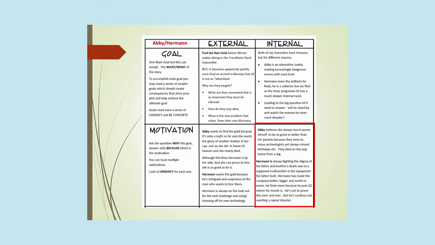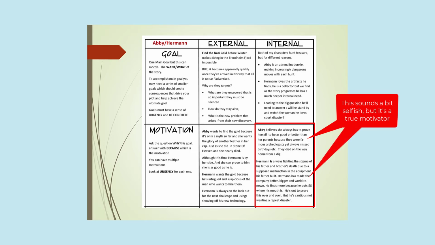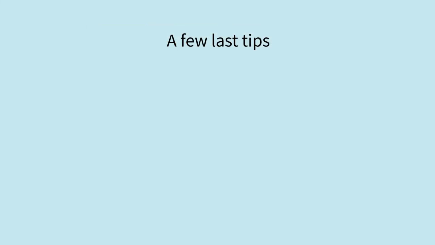Abby believes she always has to prove herself to be as good or better than her parents because they were famous archaeologists. Herman is always fighting the stigma of his father, brothers, and another man's death to a supposed malfunction in the equipment his father designed and built. Herman has made the company bigger, better, and world-renowned. He finds more because he uses his wealth and technology, but is cautious, the antithesis of Abby, not wanting a repeat disaster.